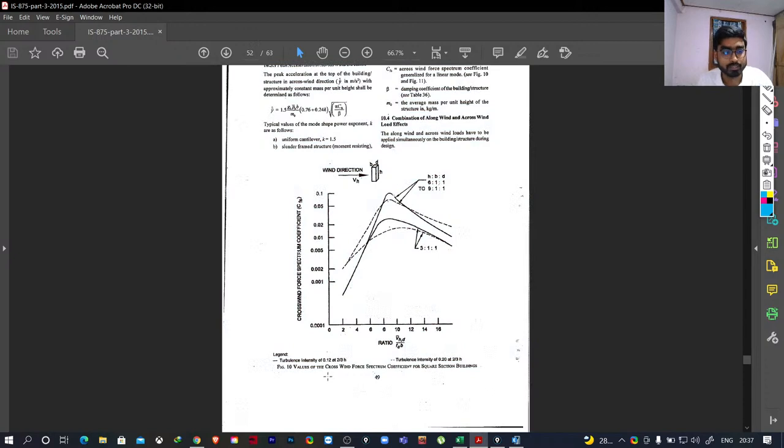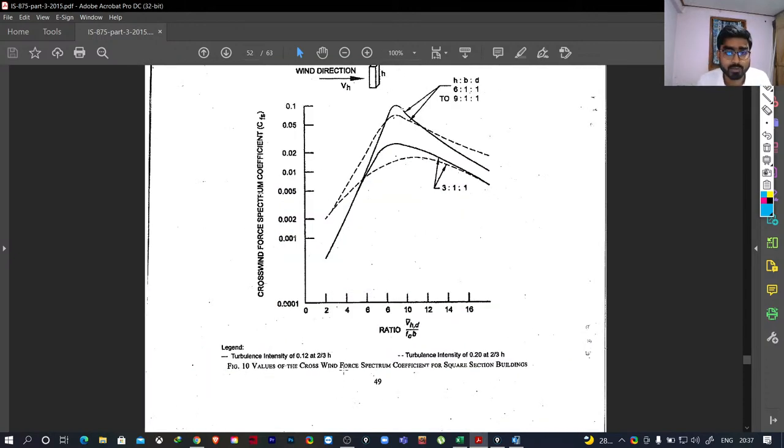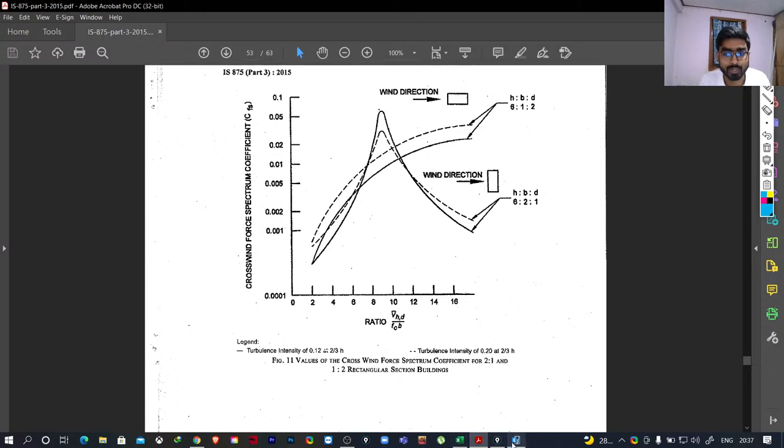Now it depends on this criteria. Values of the crosswind force spectrum coefficient for square section building. If your structure is kind of square, maybe somewhat rectangular in shape, but in most cases, suppose 4.5 meter by 5 meter, it is rectangular in shape, but the difference is very less. So in that case, you can go with this one. And for a pretty rectangular structure like ours, maybe 3 meter by 6 meter, this is a rectangle, super rectangle, you can say. So in that case, you can go with this one. So in our structure, obviously, we'll be going with the rectangular case, and in most cases you will find rectangular structures, as square structures are very rare nowadays due to architectural aspects and maybe different aspects, space management.